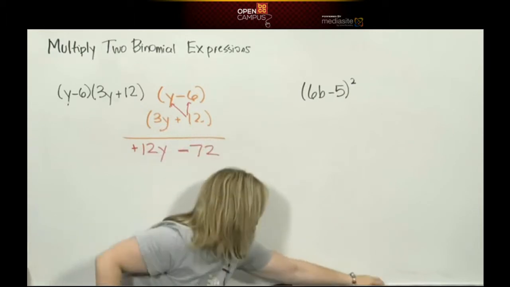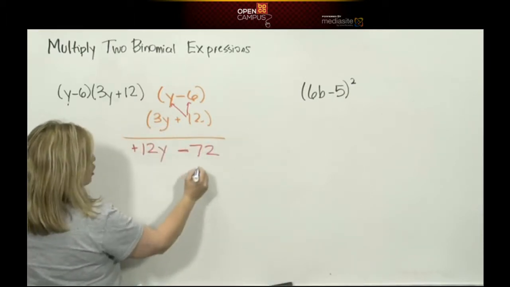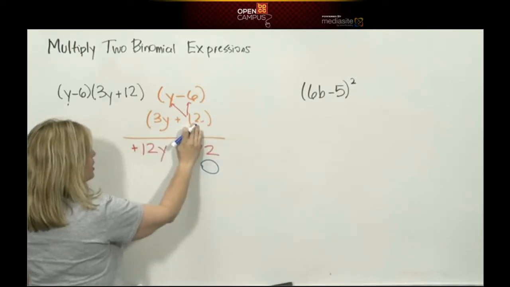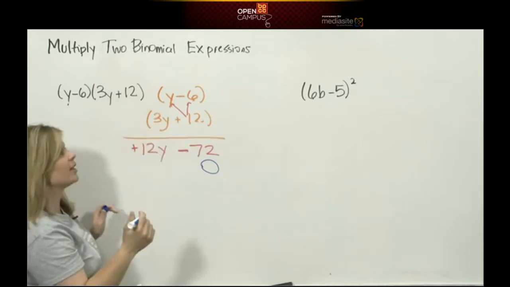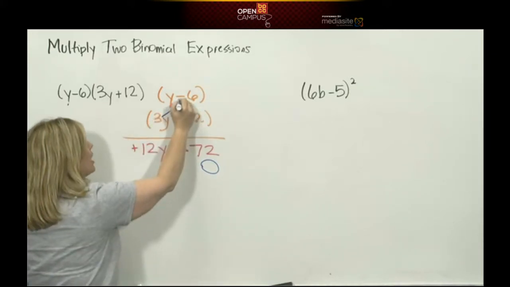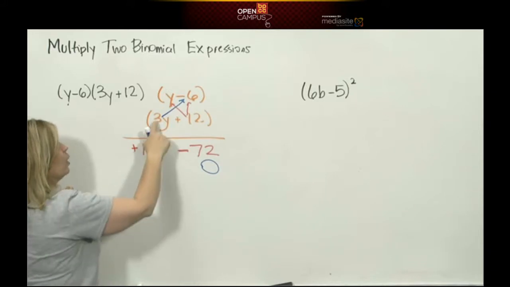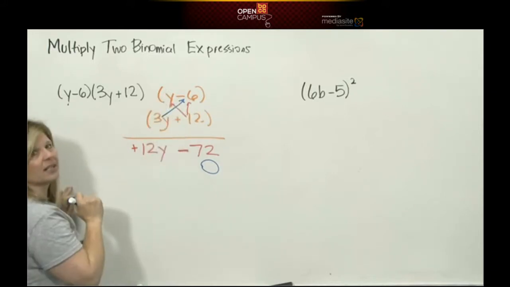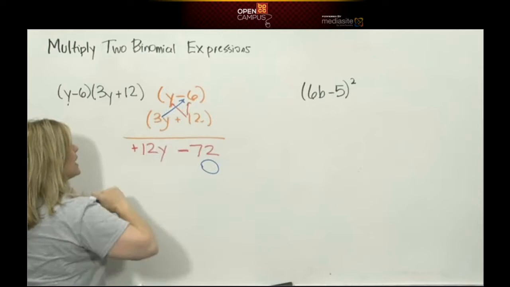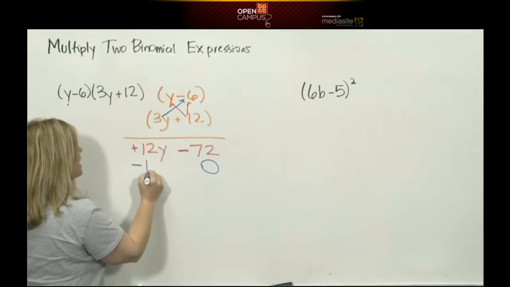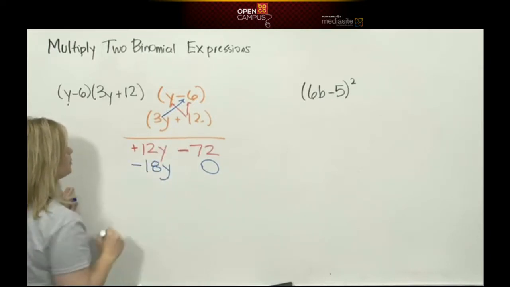But we're not done. We're going to do just like third grade, put our placeholder. We're done with the ones. We're moving to the tens. We're going to distribute. 3y times negative 6. Well, a positive times a negative is a negative. 3 times 6 is 18 with a y. So that would be negative 18y.